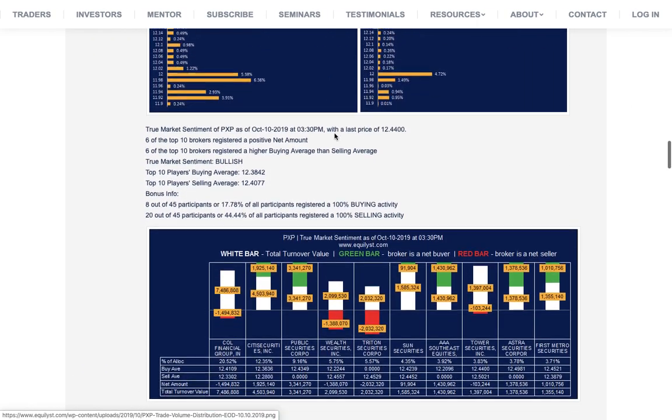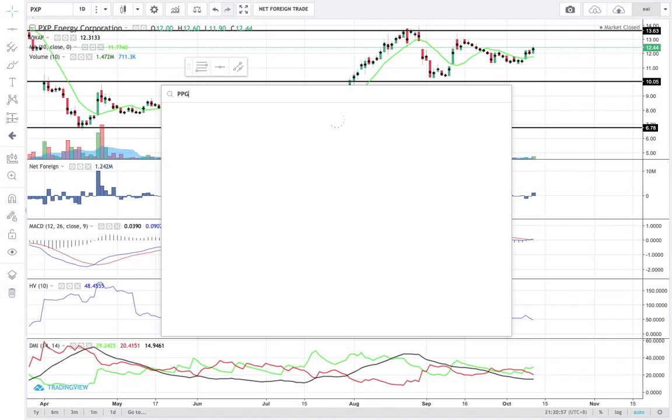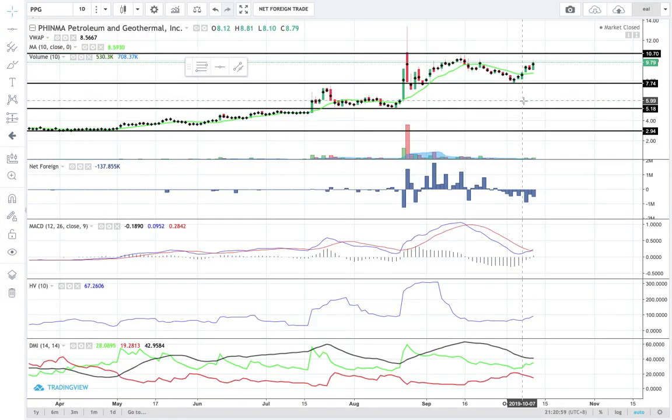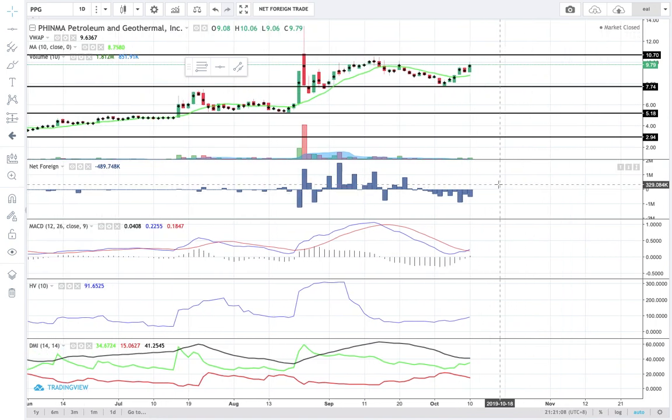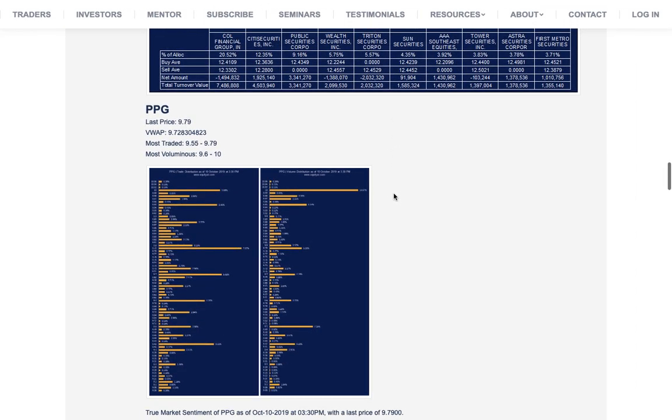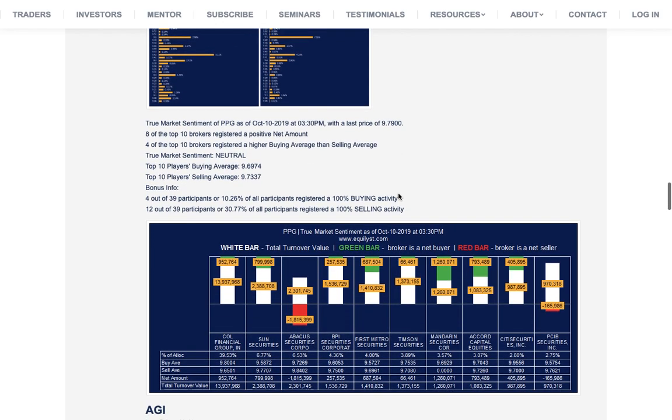So after PXP, let's talk about PPG. It closed today at 9.79. Support is near 7.74. Resistance is right there at 10.7. The 10 SMACD combo is already bullish. Foreign funds registered a net foreign selling worth 490,000 pesos today. Risk level is high. Attention to the newbie traders. This is no longer a newbie-friendly stock. The momentum power indicator is bullish, and the true market sentiment is neutral.